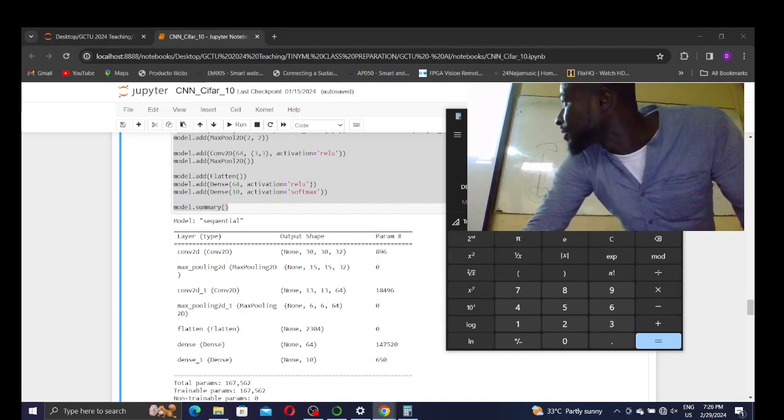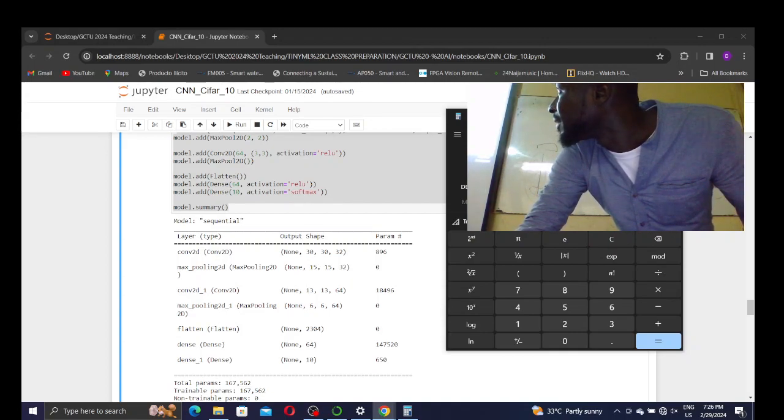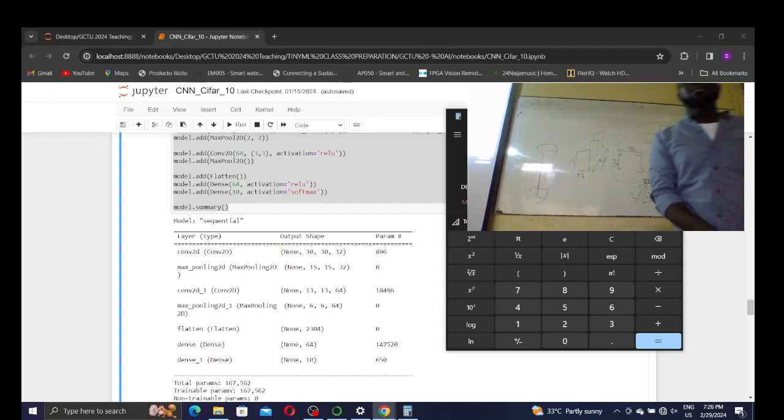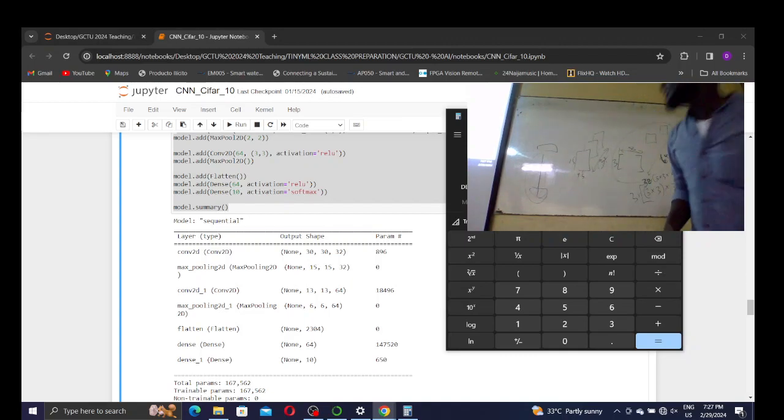So the next one, now you flatten. Your next one is your flatten layer here, right? So what is the dimension of the flatten layer? You take your 6 by 6 by 64, and then what do you get? You get 2 3 something. So the important number is 2304.